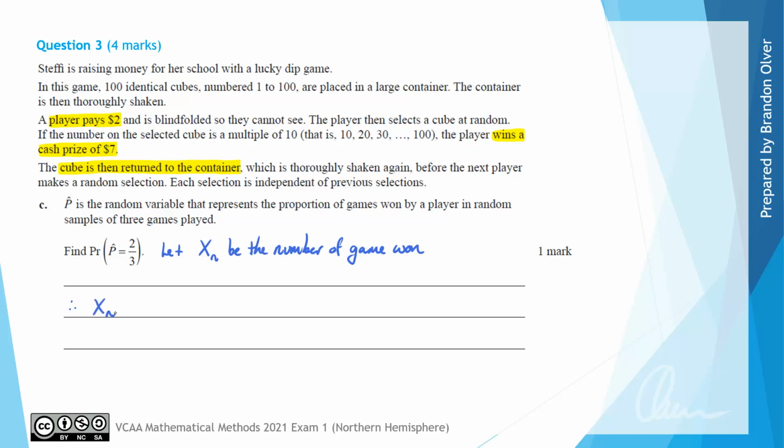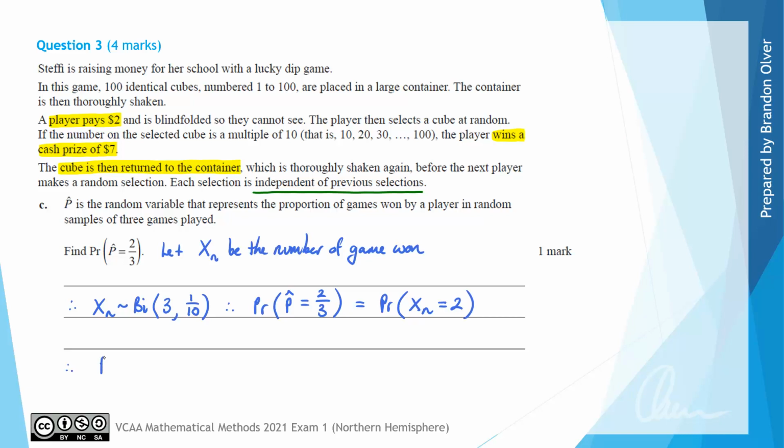Therefore, Xn is distributed binomially because it's independent of any previous selection. So that was told to us up here. The number of trials is the 3 games that were played, and the probability of winning was still the 1 on 10 that we found in part A. Therefore, if we want to calculate the probability that capital P hat is equal to 2 on 3, that's the same as calculating the probability that Xn is equal to 2.